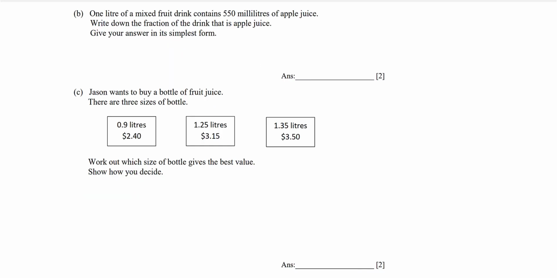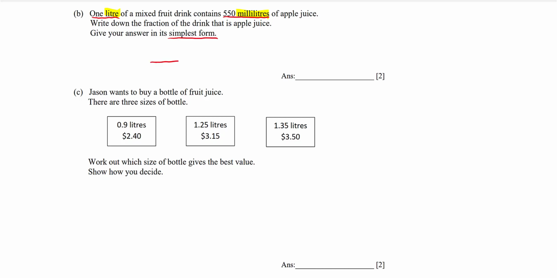Now for question 6b, we've got 1 litre of a mixed fruit drink contains 550 milliliters of apple juice, and write down the fraction of the drink that is apple juice, giving your answer in its simplest form. So know that 1 litre is 1000 milliliters. So we just need to make sure the units here are the same.